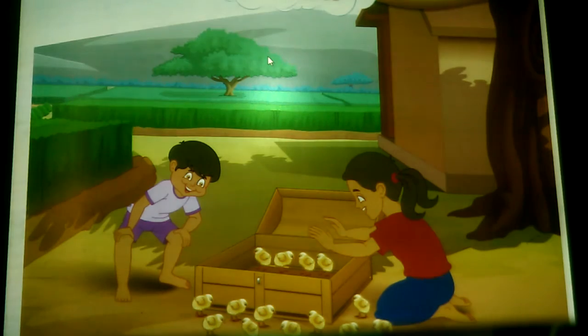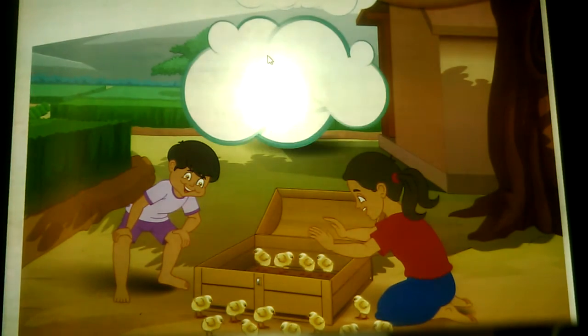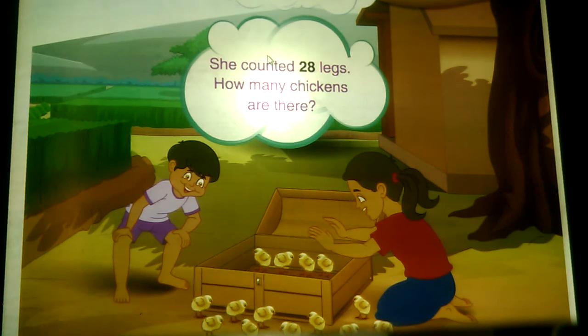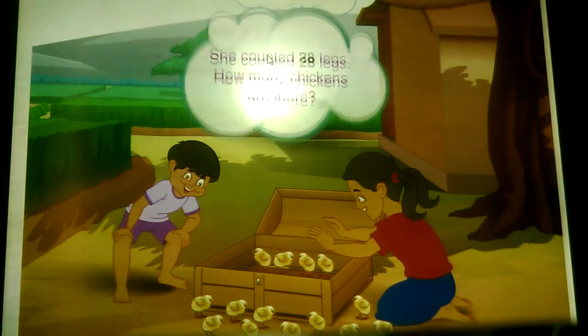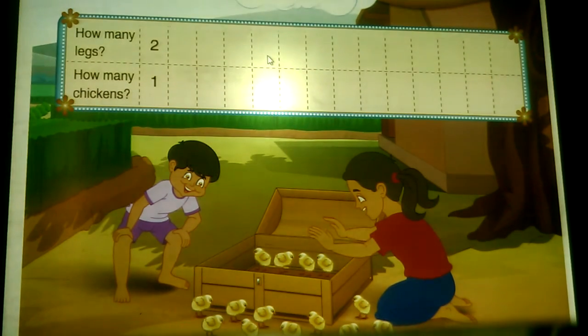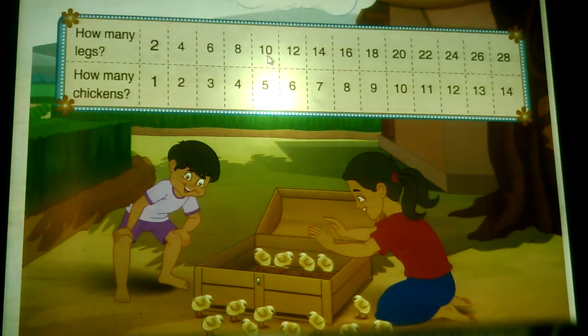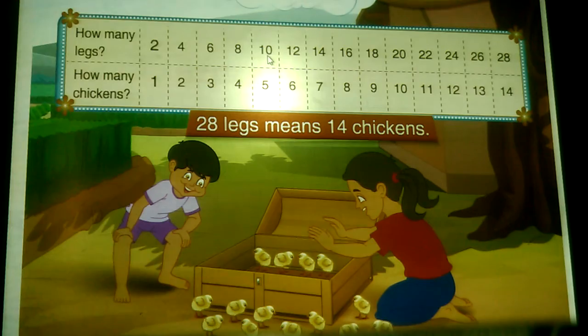Meena has kept her chickens in a box. She counted 28 legs. How many chickens are there? A chicken has 2 legs. So we will go on adding 2 each time to complete the first row. And in the second row, we will go on adding 1 each time to get the number of chickens. From this table, we get the number of chickens, which is 14.